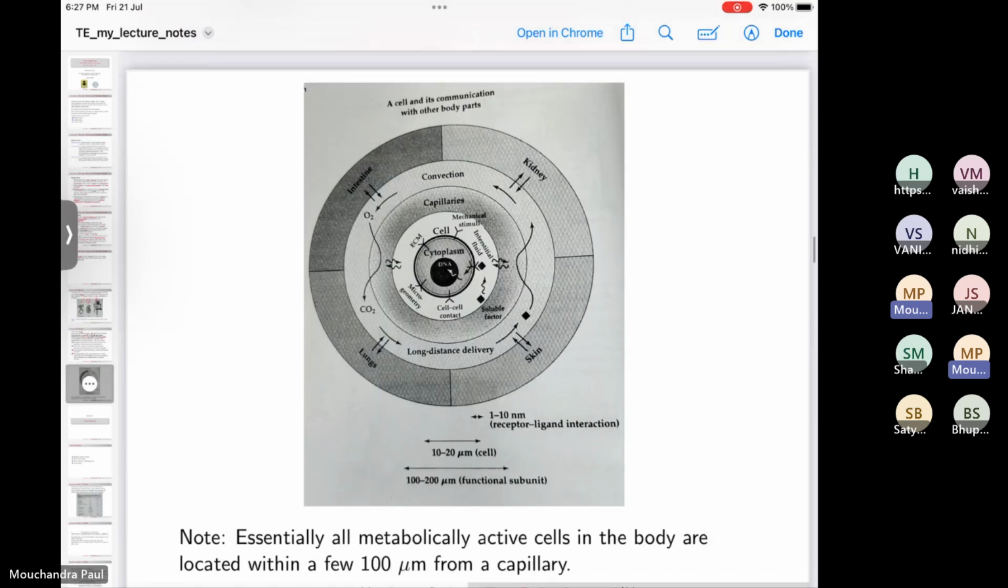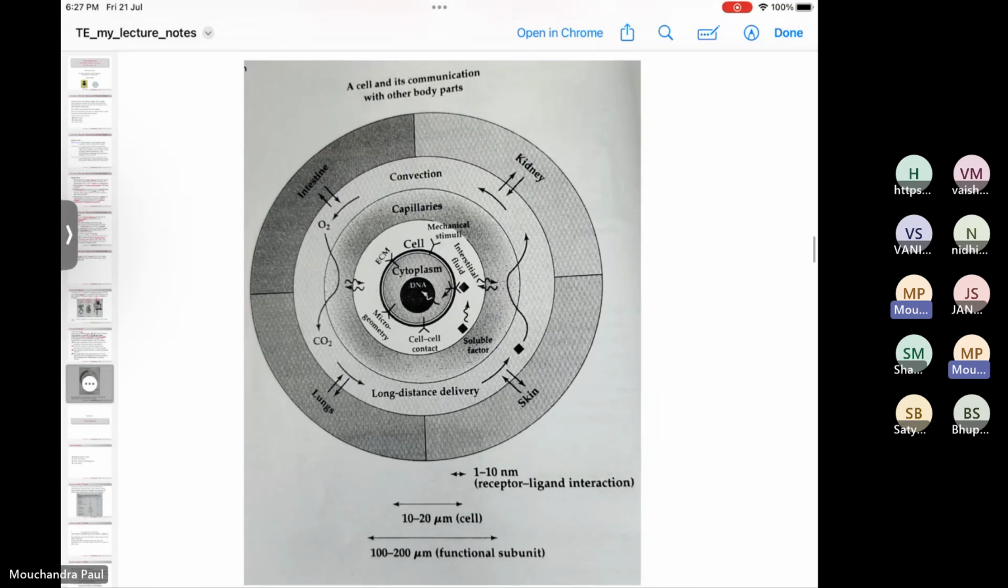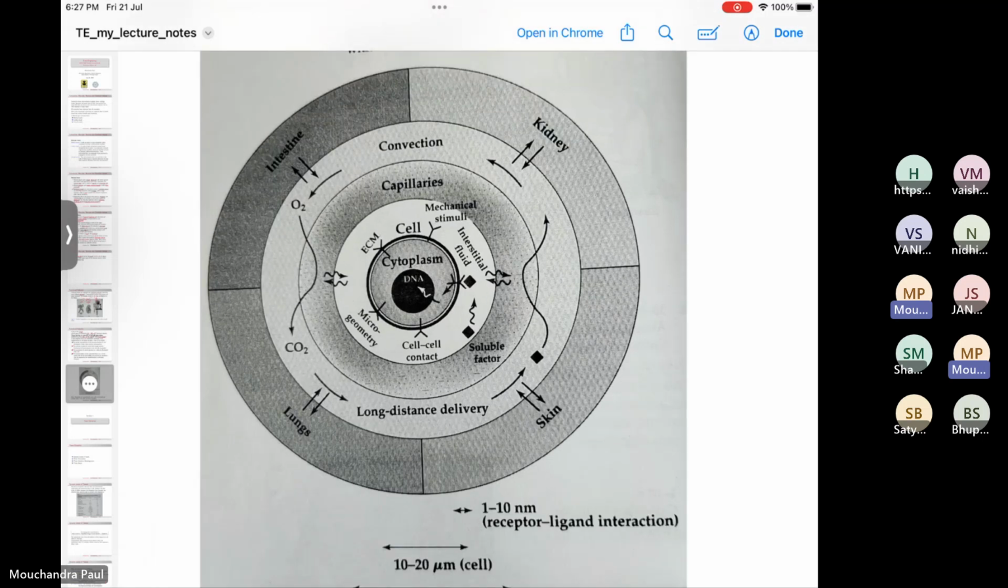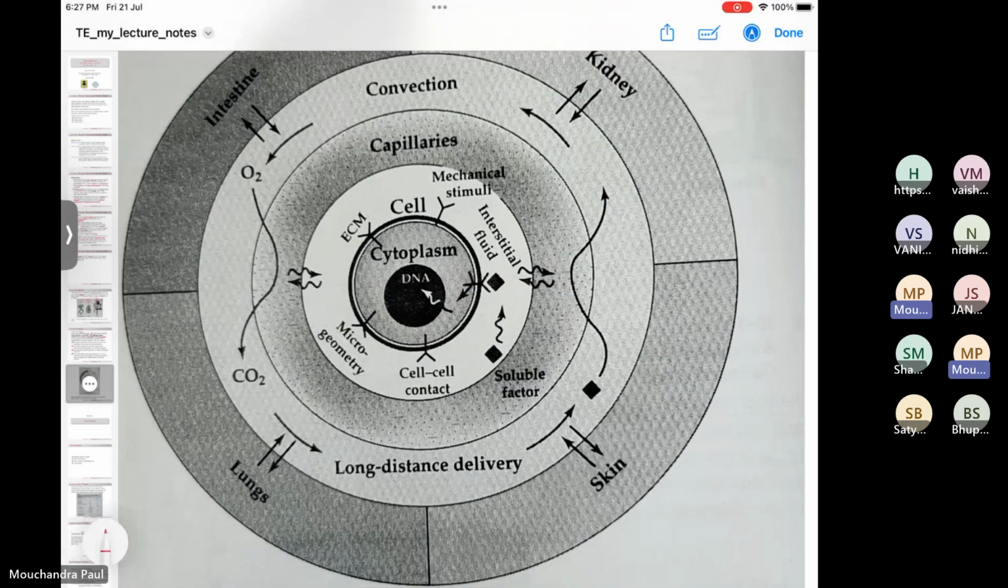So this is a very simple diagram that will help you understand how complex the cellular microenvironment is in reality. In the center you will see the cell, with cytoplasm and the DNA, and this cell has some transmembrane receptors. These are various kinds of receptors.